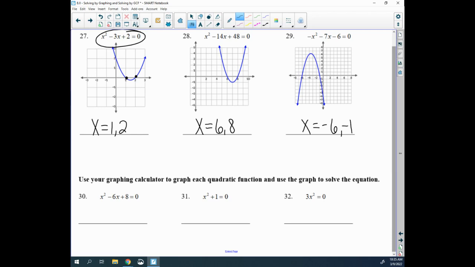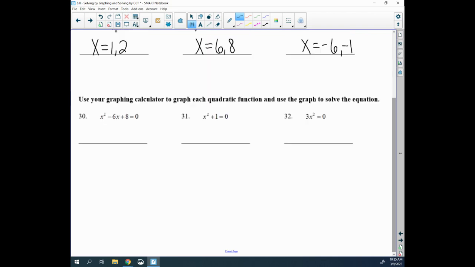Now, just like we did last unit, it is possible for a graph to only touch it once or to not touch it at all, in which case you would have no solution. 30 through 32 are the same thing, except we're going to use our graphing calculator. Now, when you type something like this into your graphing calculator, you don't want to type the equal to 0. You're just going to type y equals x squared minus 6x plus 8.